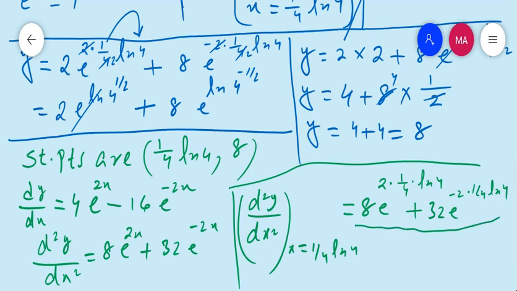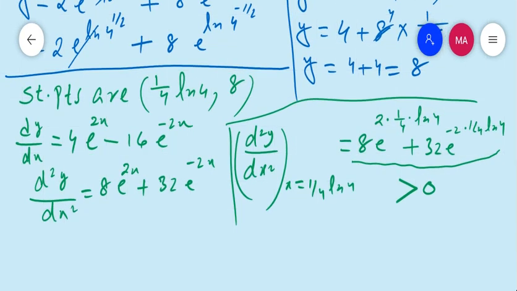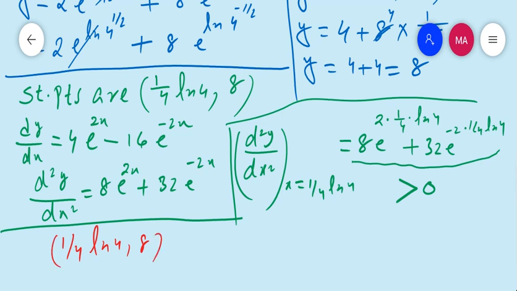Obviously, if you find the whole value with the help of your scientific calculator, this should be greater than 0. You can check, you can verify. I am not verifying it because this is 100% positive. Therefore, 1 upon 4 ln 4, 8, this is our stationary point, is a minimum.